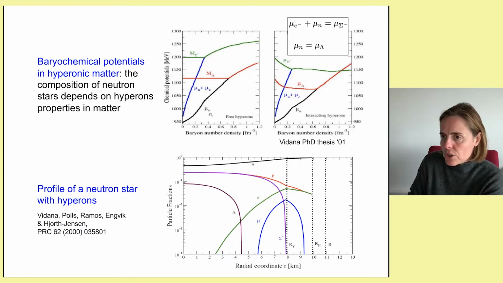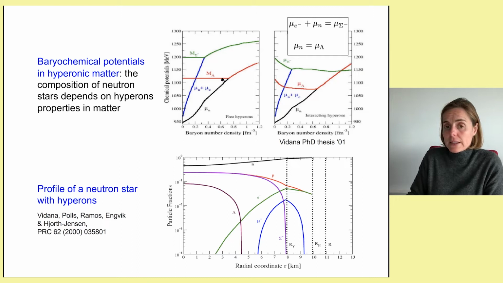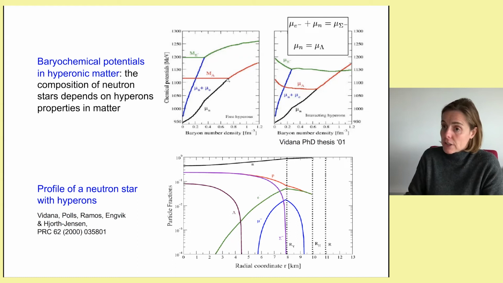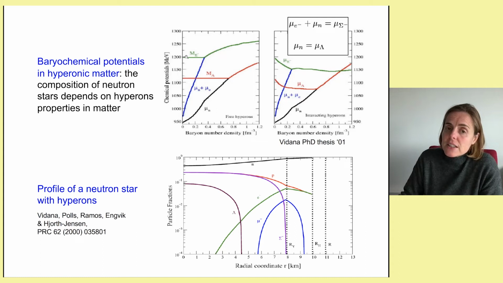Then you see that when you hit the value of the mass, when the chemical potential of the neutron is equal to the mass of the lambda in this case, from that density on lambdas will appear. That means you have reached the possibility of having this reaction, and now lambdas start being populated in the star. Because of the charge, the sum of the chemical potential of the neutron plus the electron rises faster with density, and therefore it's easier to reach the mass of the sigma minuses at a lower density than in the case of the lambdas. So the sigma minuses will appear before the lambdas.